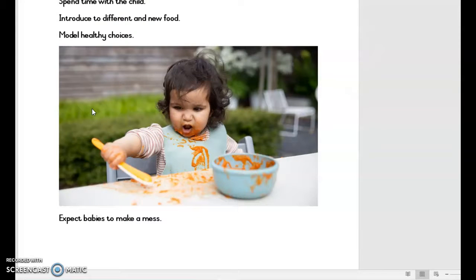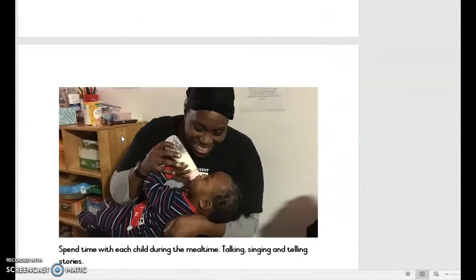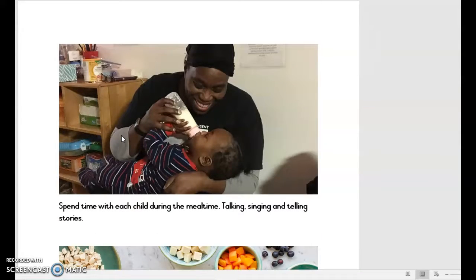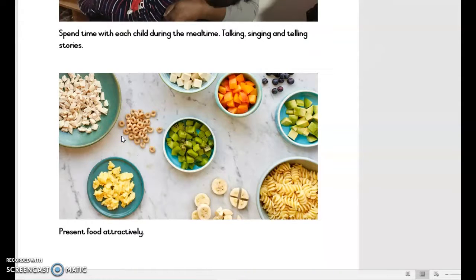Expect that babies will make a mess. They will play with the food. You don't have to ask them to do that. They will play with the food, but that is normal. So expect that. Be ready. When it's feeding time for the baby, spend time with each child during the mealtime. Talk to them, sing to them, tell them stories, talk about the food. Make food easily accessible. Make it in small pieces, lots of finger foods for young children.